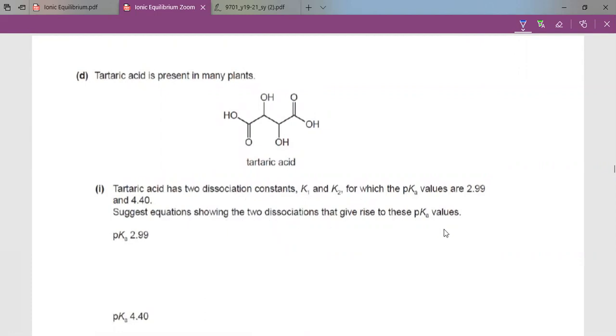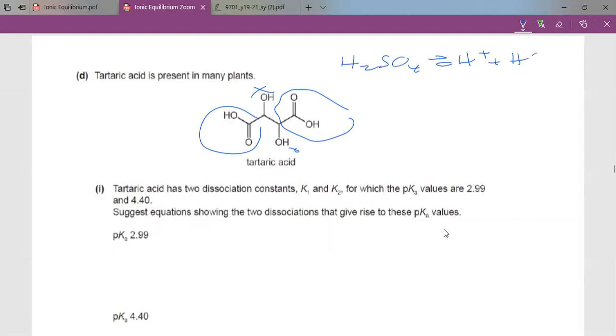Suggest the equation. Now remember, there are two carboxylic acid groups here. Remember, this is not an acid, this is an alcohol. So these are the main dissociations. It means they go one by one. The first one to go is stronger, like H2SO4. The first H+ comes off. This is a stronger acid, as you can see afterwards. The Ka of it, K1, is bigger than your K2.